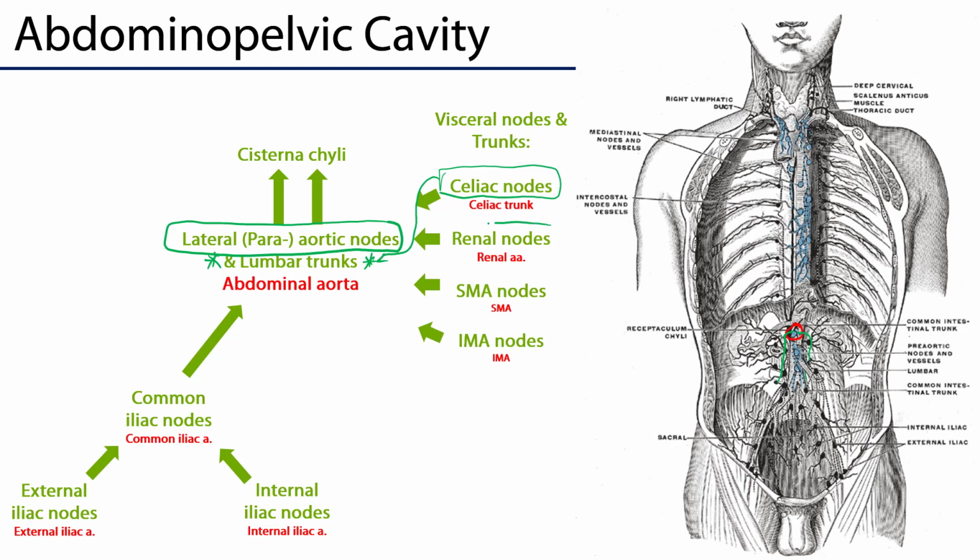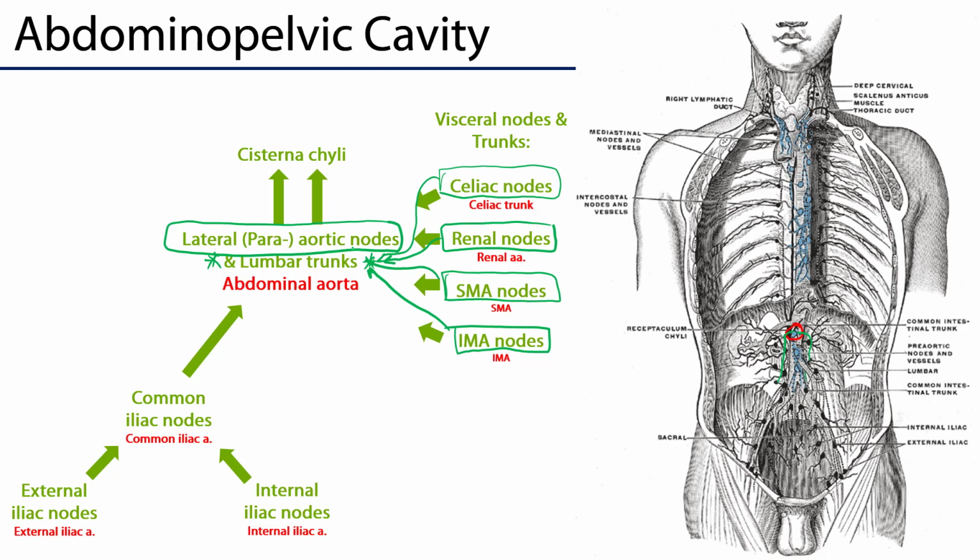There are, associated with the kidneys and suprarenal glands, renal nodes that are going to travel along vessels adjacent to renal arteries to feed back into the lumbar trunks. There are superior mesenteric nodes that come back along the SMA to the lumbar trunk. There are inferior mesenteric nodes that come back along the IMA to those lumbar trunks. So all of the viscera from the gastrointestinal tract ultimately flows back into these lumbar trunks.